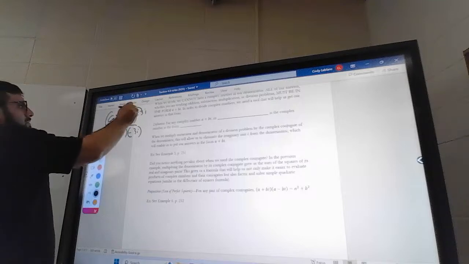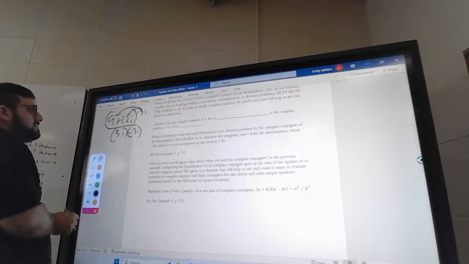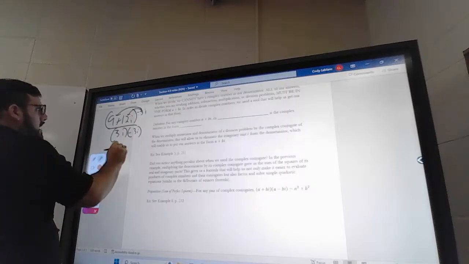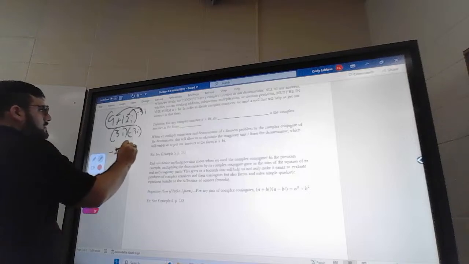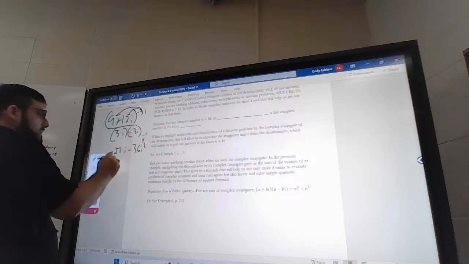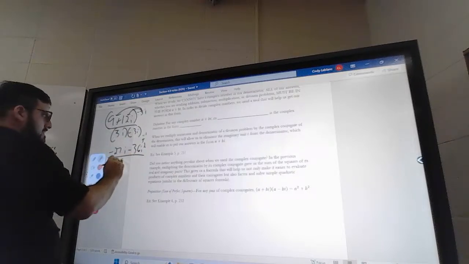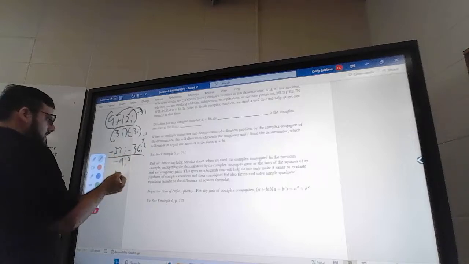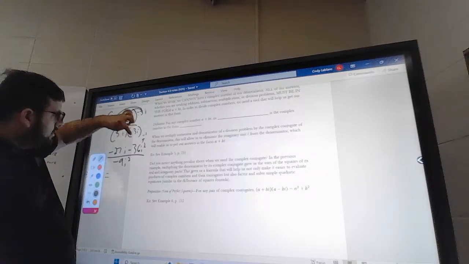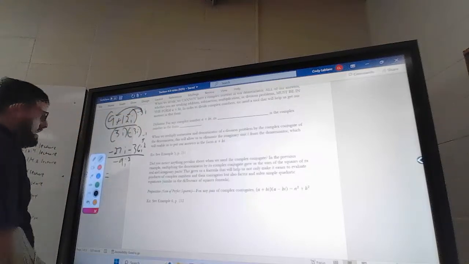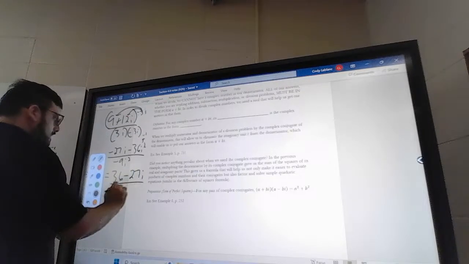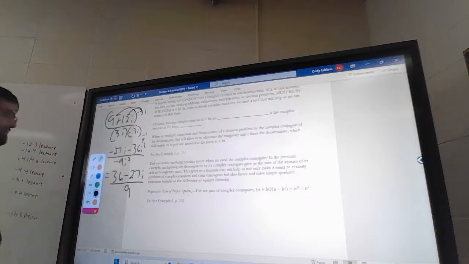I'm going to distribute here. So that's negative 27i minus 36i squared. Remember, i squared is always negative 1. And then, of course, this is negative 9i squared. Again, i squared is negative 1. So this becomes negative 1, and a negative times a negative is a positive. So I have 36 minus 27i over negative 9 times negative 1, which is positive 9.